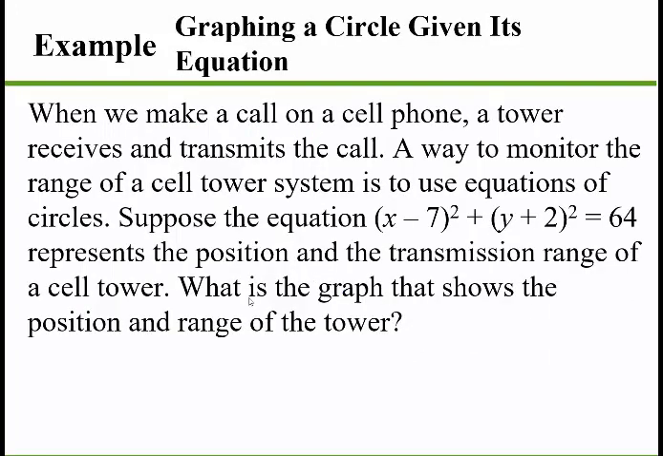All right, let's do an example. This is given an equation and what a graph might look like from that equation. When we make a call on a cell phone, a tower receives and transmits the call. A way to monitor the range of a cell tower system is to use equations of circles. So suppose this equation, (x - 7)^2 + (y + 2)^2 = 64, represents the position and the transmission range of a cell tower. So what is the graph that shows the position and range of the tower?